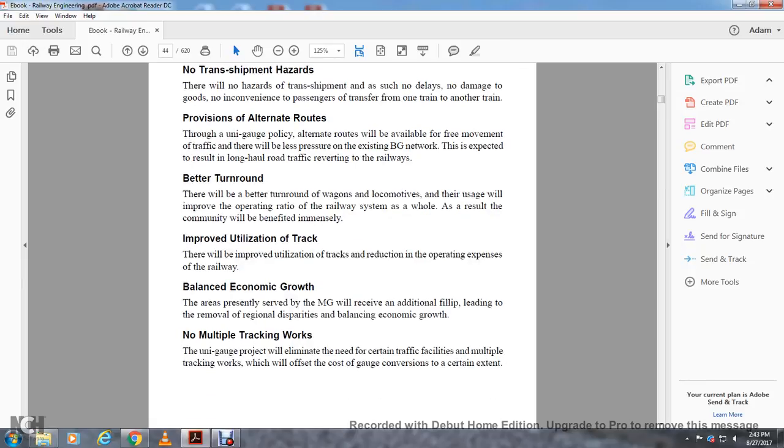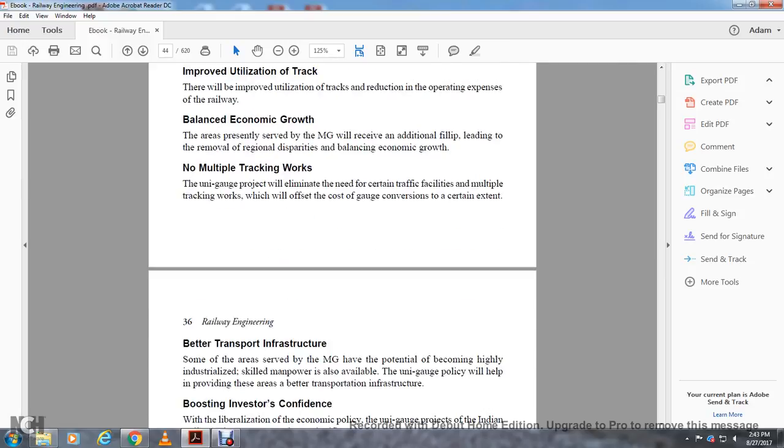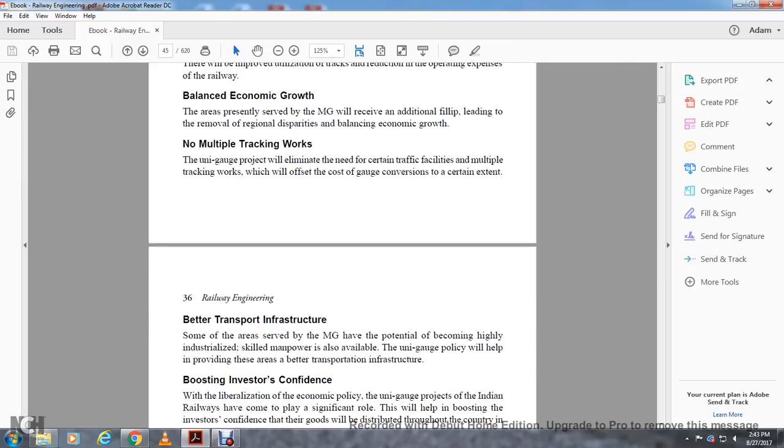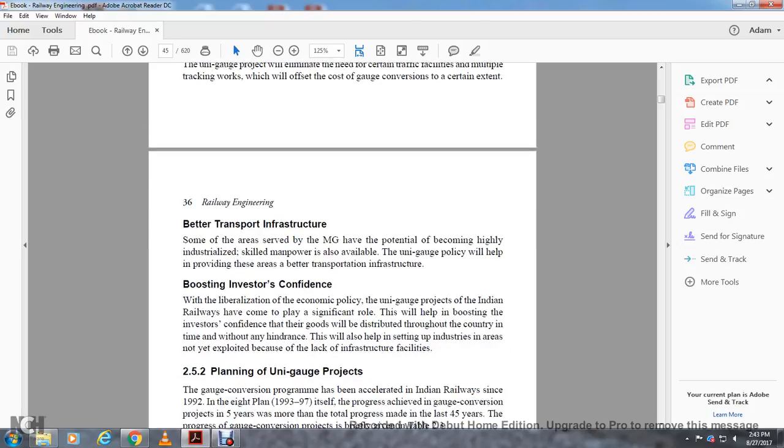No multiple tracking work. The unigauge project will attempt to meet certain traffic facilities. Multiple tracking works offset the cost of the gauge conversion to a certain extent. Better infrastructure. Some areas served by the meter gauge have the potential of becoming highly industrialized, and skilled manpower is also available. The unigauge policy will help provide better transportation infrastructure.